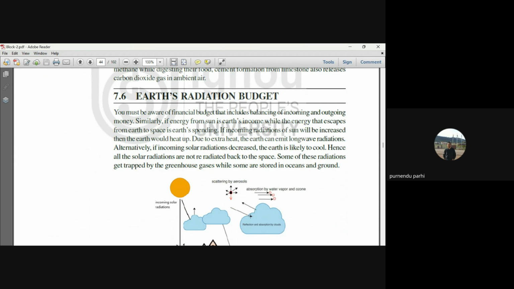Then, earth radiation budget. You must be aware of a financial budget that includes balancing of incoming and outgoing money. Similarly, the energy from the sun is earth's income, while the energy that escapes from the earth to space is earth's spending. If incoming radiation of the sun increases, then the earth would heat up. Due to the extra heat, the earth can emit long wave radiation. Alternatively, if incoming solar radiation decreases, the earth is likely to cool. Hence, all the solar radiation is not radiated back to space. Some of this radiation gets trapped by the greenhouse gases, while some is stored in the ocean and ground.